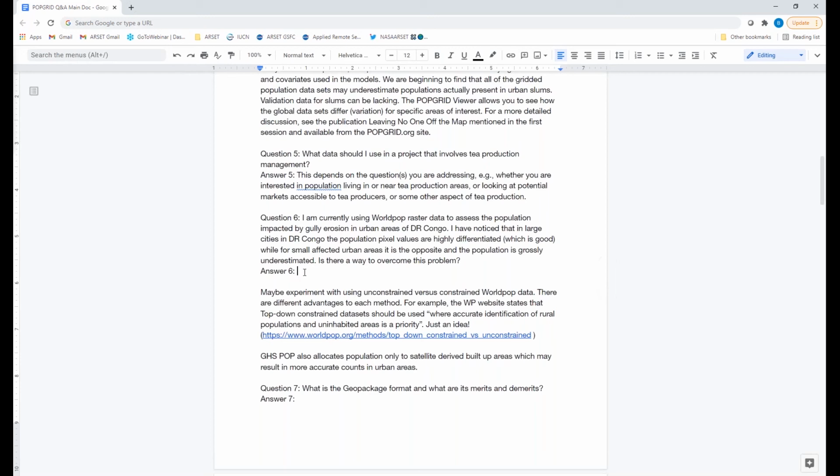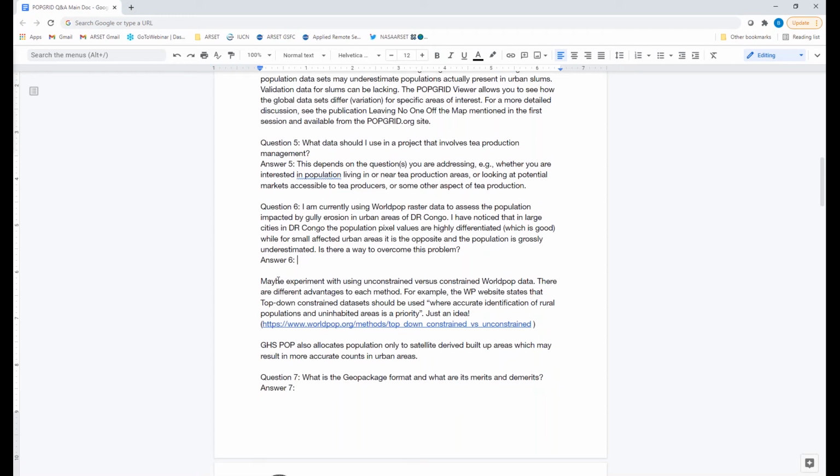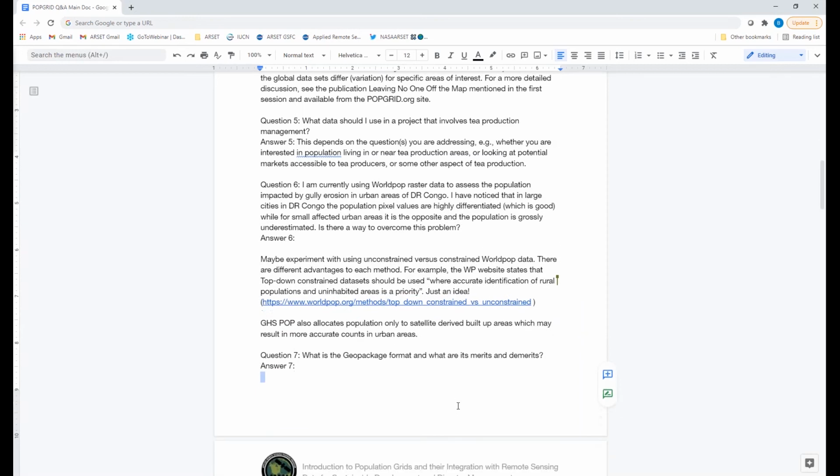I think James and I both wrote a bit of a response here. So it's not clear how the person who wrote the question determined that there was this huge underestimation in the urban areas. But the best suggestion would probably be to experiment with some of the other data sets, maybe starting with looking at the POPGRID viewer, in those areas and seeing how the other data sets are representing the population in those urban areas.